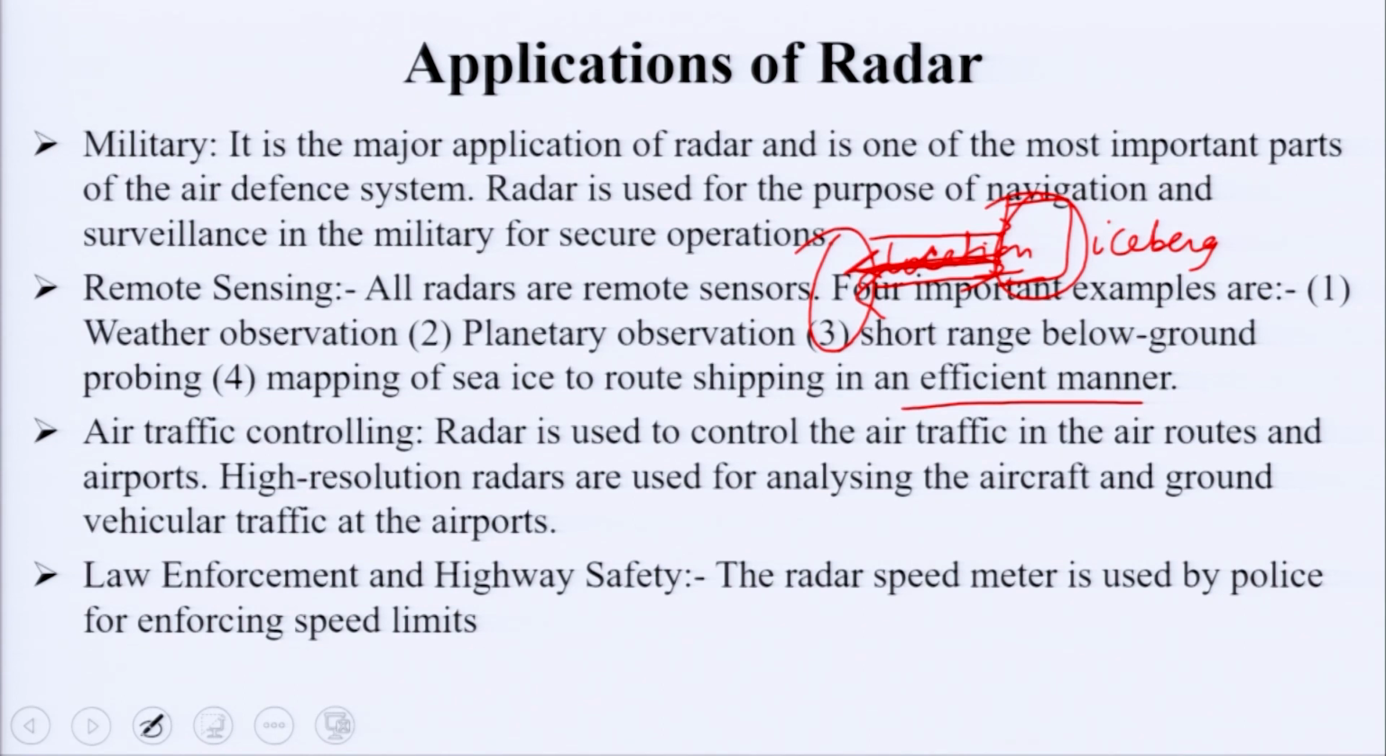Air traffic controlling is a very important factor, because it avoids accidents. If an aircraft is running and on its path another one comes, then there is a chance of an accident. So, with the help of radar we are able to detect whether another aircraft is on our path or not. So, radar is used to control the air traffic in air routes and airports. High resolution radars are used for analyzing the aircraft and ground vehicular traffic at the airport.